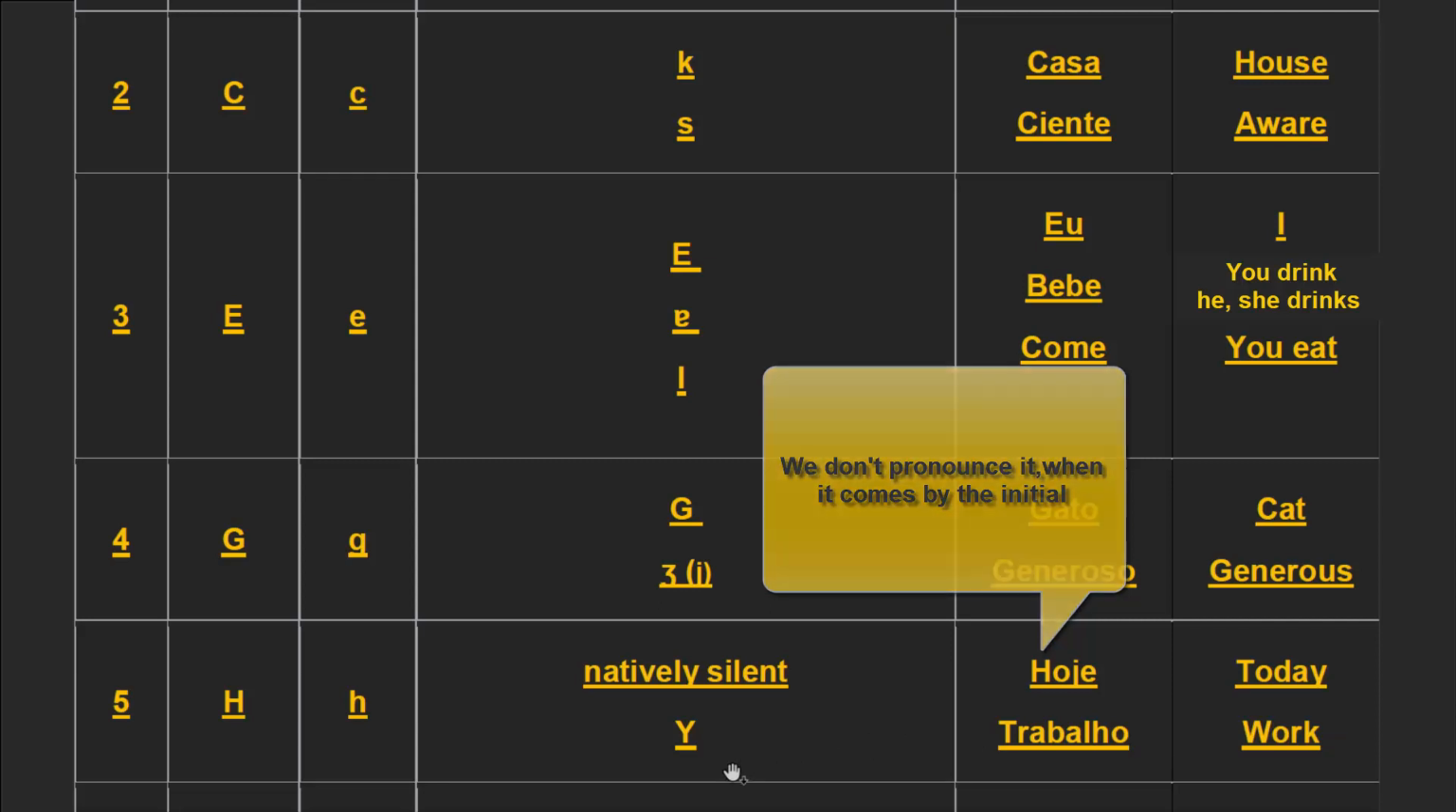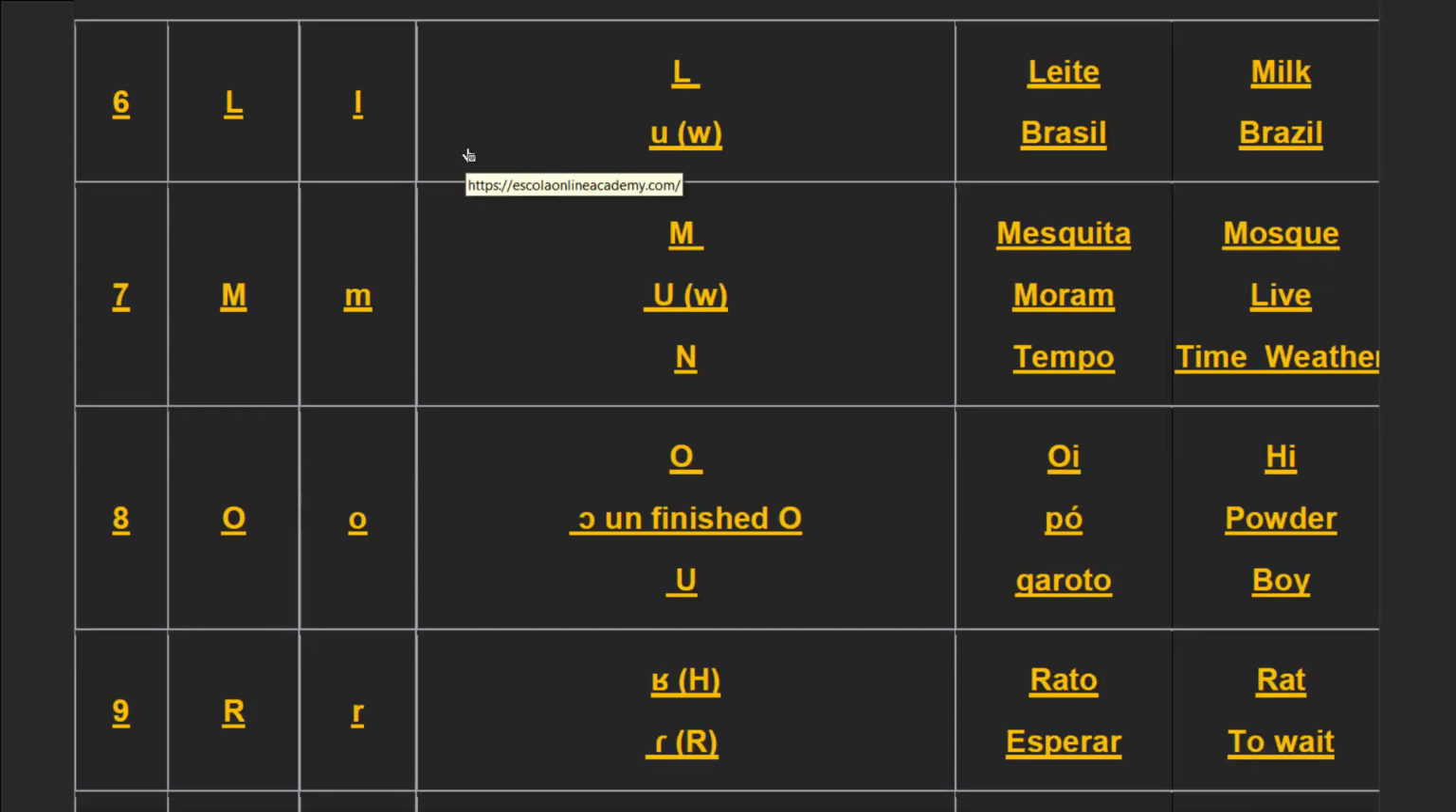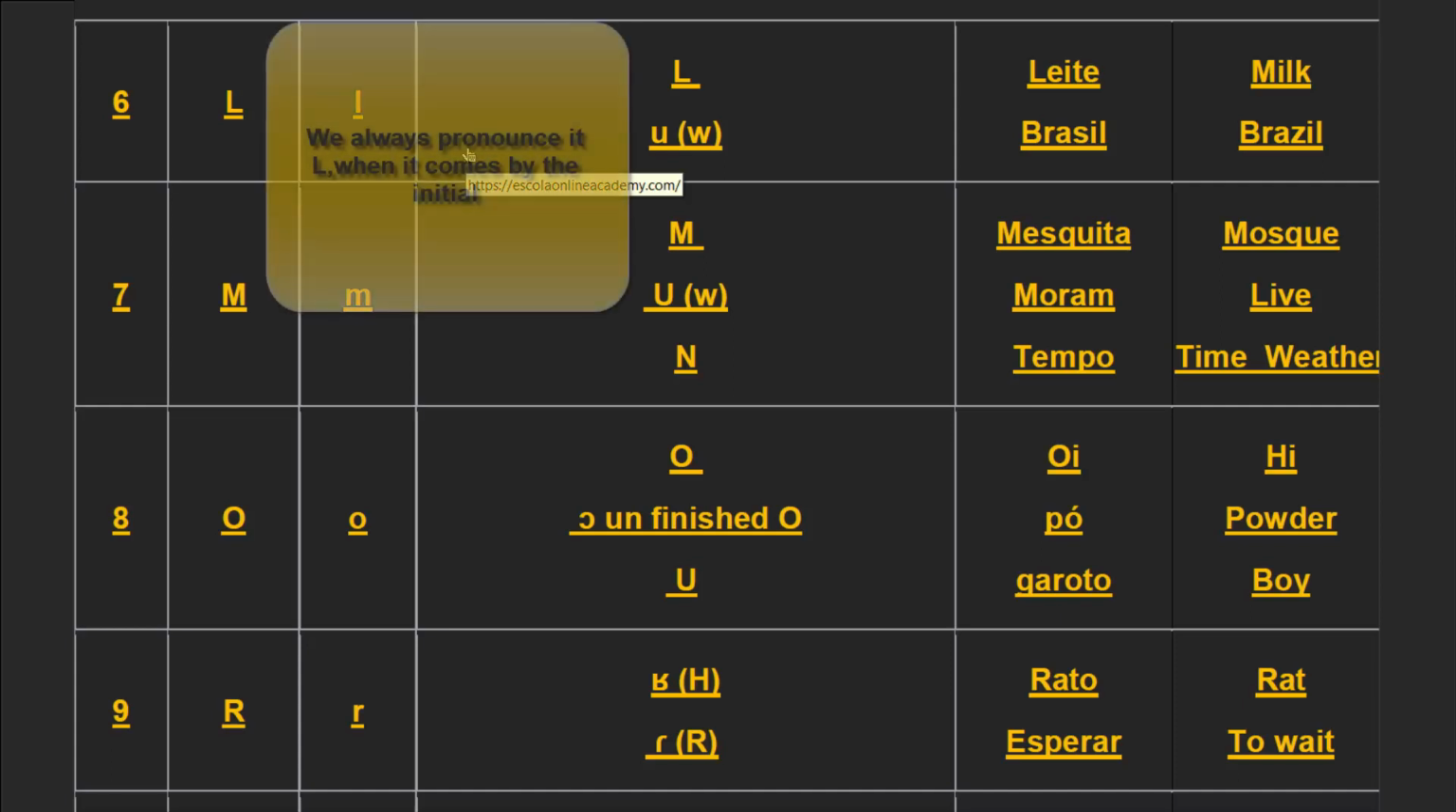The second pronunciation is pronounced as letter Y in English, with a more closed sound. The example that we have here is the word "work", which means in Portuguese trabalho, trabalho.